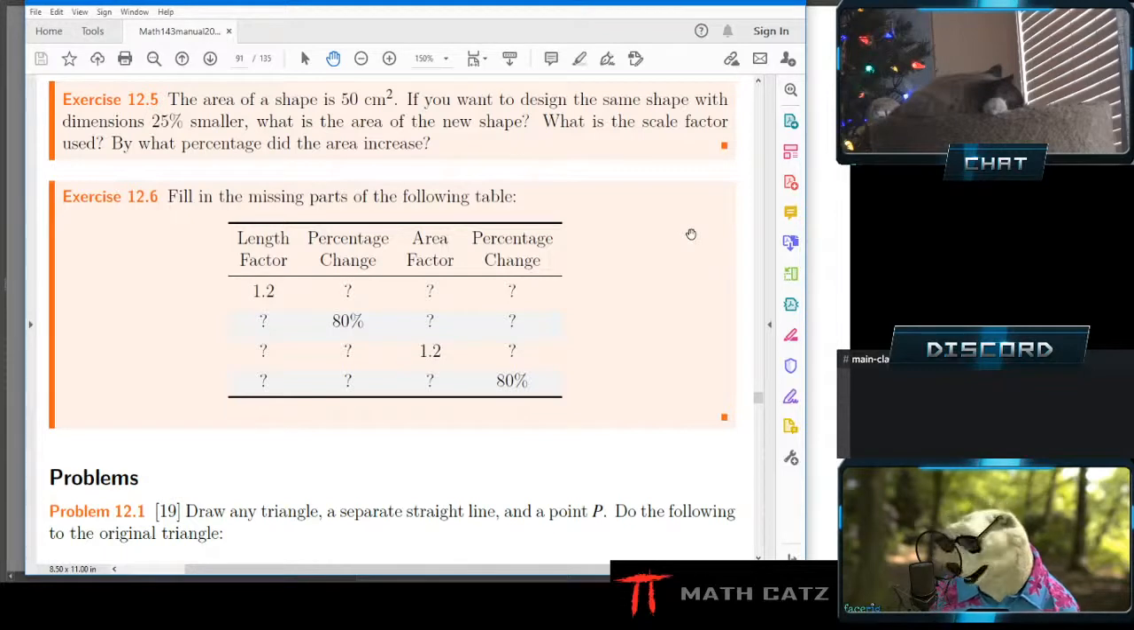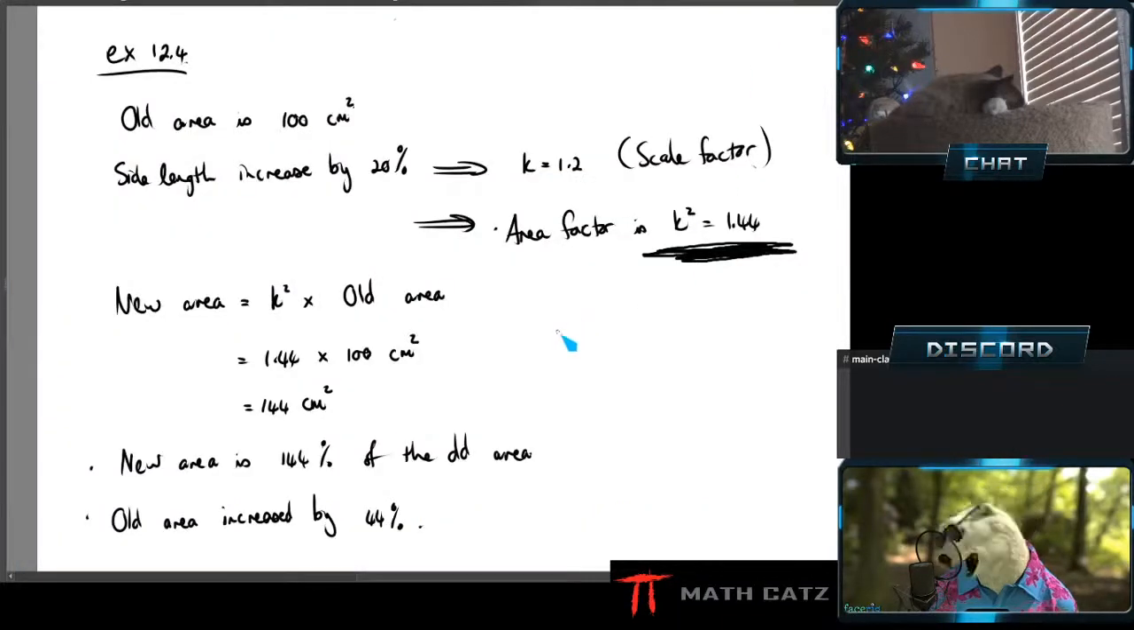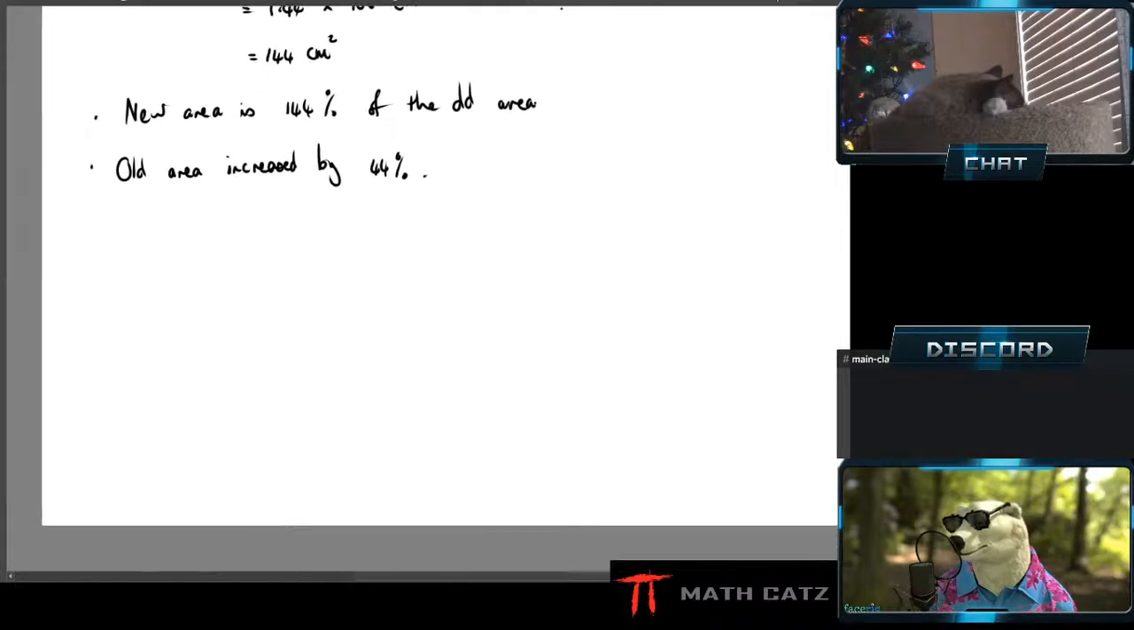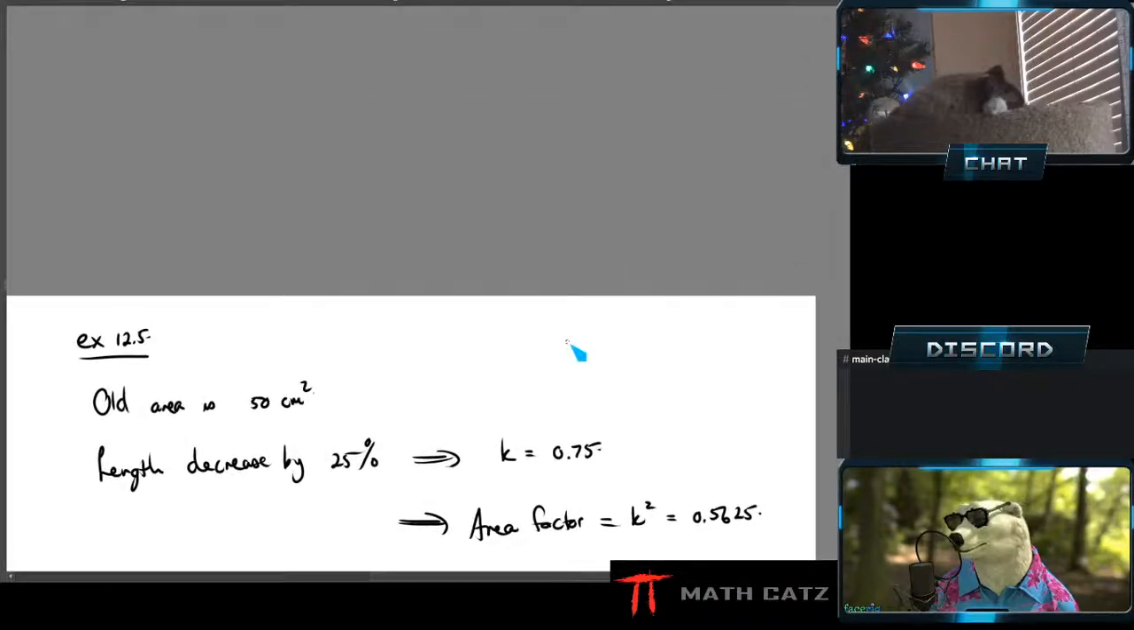Let's just finish 12.5. The area of a shape is 50 square centimeters. You want to design the same shape, meaning I use the same scale factor for all the size dimensions, but they're 25% smaller. What's the area of the new shape? And so on and so on. I don't actually need to know what the original area was, but they give it to me. So, old area, 50 square centimeters.